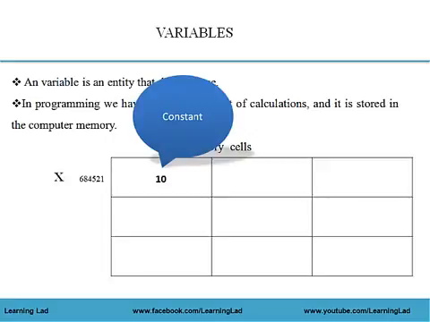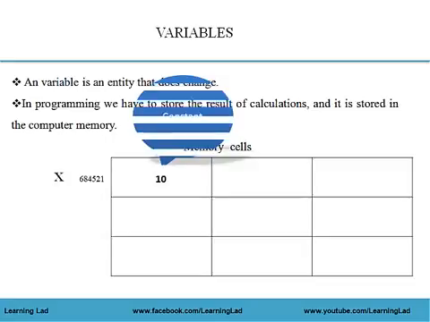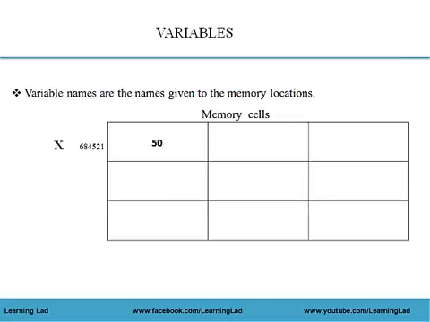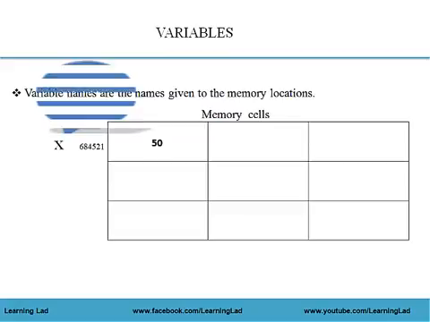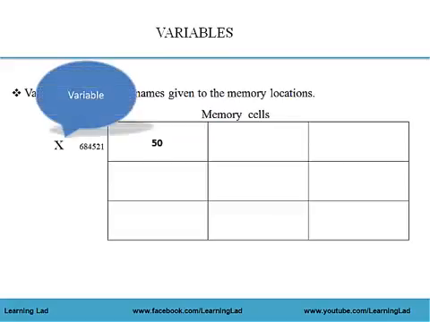Here 10 is a constant and X is a name given to that memory cell, and we call it a variable name. So the variable names are the names given to the memory locations. As you can see here, that variable name may contain some other value at a later time. Before, the X was containing 10, but right now it's containing 50. But this 50 is an integer constant, and the X is a variable because it can contain any other constant value. If it's of type integer, then it can contain any integer constant.